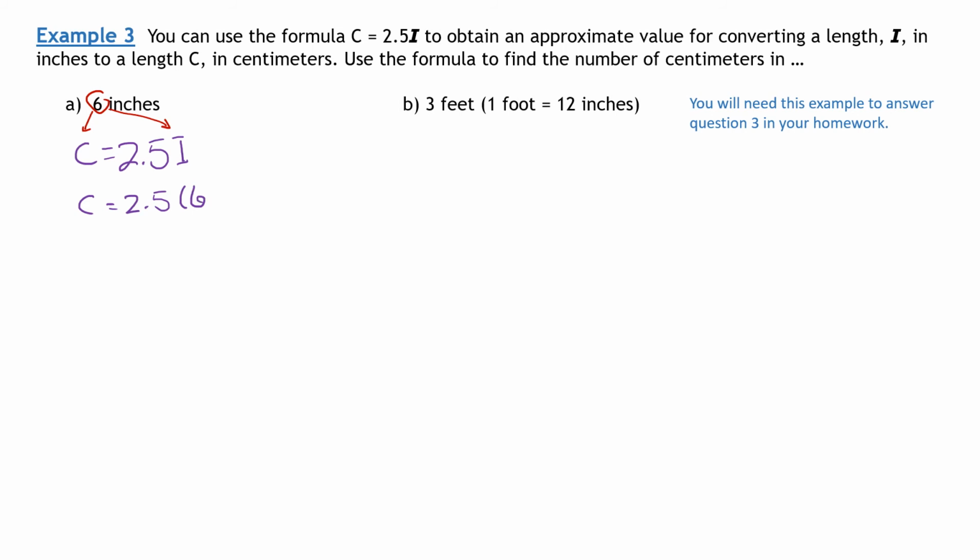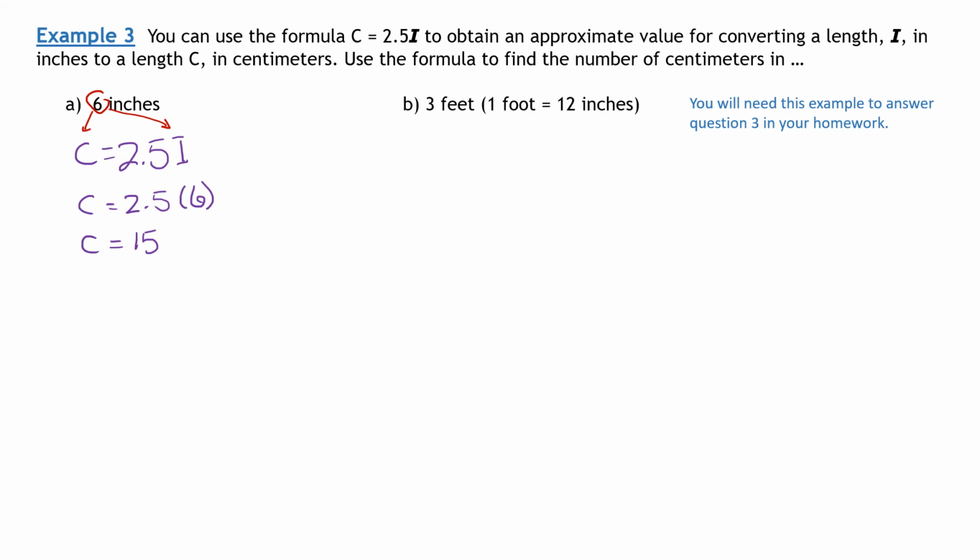Always substitute using brackets. 6. So what's 2.5 times 6? It's 15. So C equals 15. So what have I got here? What does this mean exactly? I might need to reread the question to figure out what I did to make sense of it.